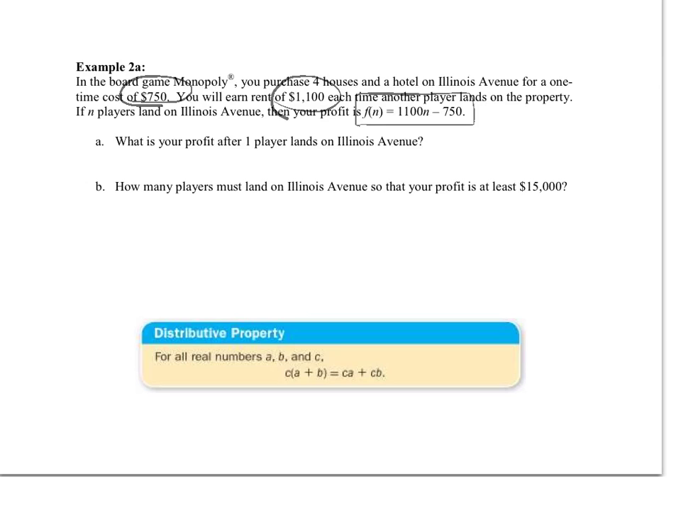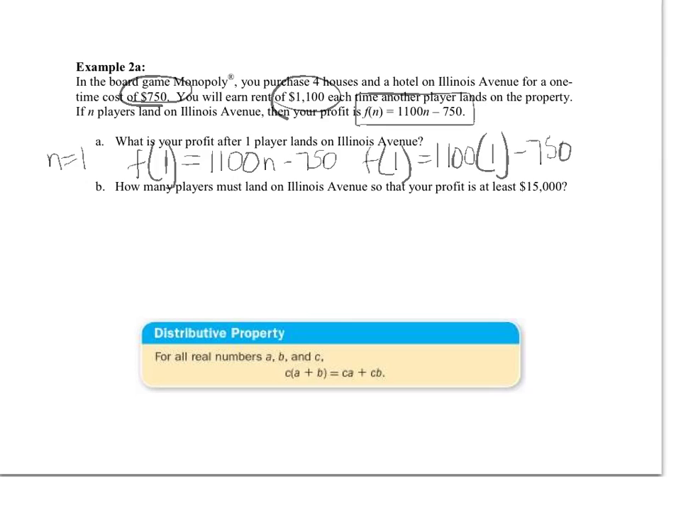Question A, or part A, what is your profit after 1 player lands on Illinois Avenue? So they want n to equal 1. So we can say f of 1 equals 1,100n minus 750. Well, we know we're going to plug 1 in for n. So we could say f of 1 equals 1,100 times 1 minus 750. If you do the math for that, it's $350. Profit for that person is $350 after 1 player lands on Illinois Avenue.